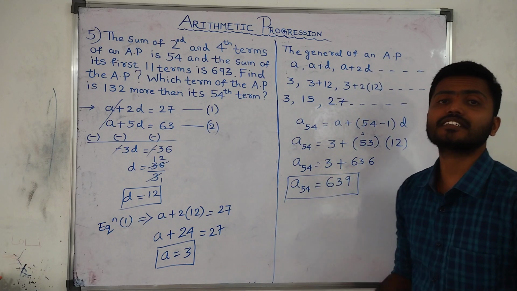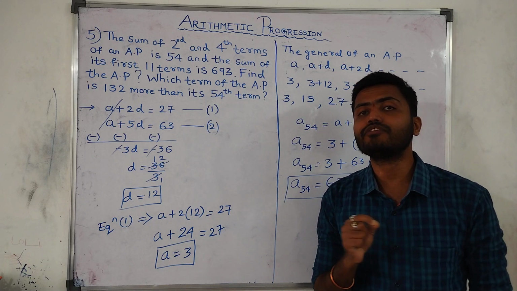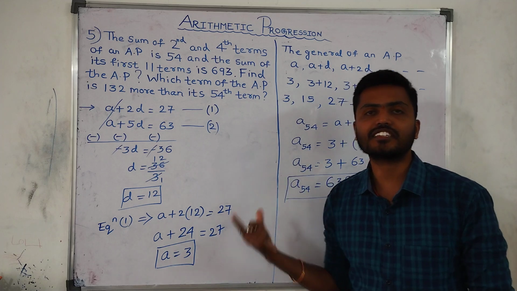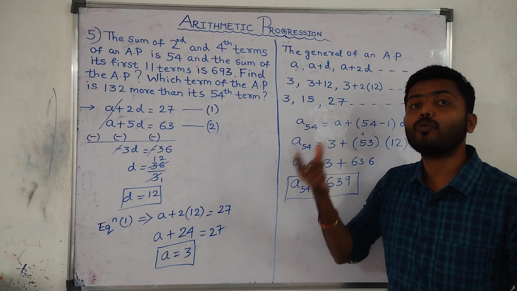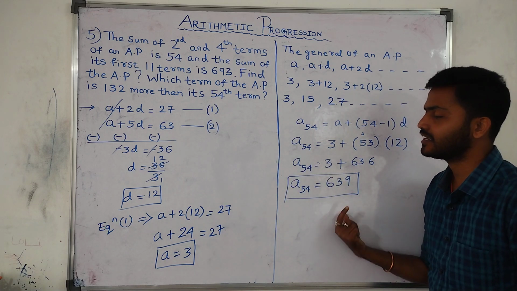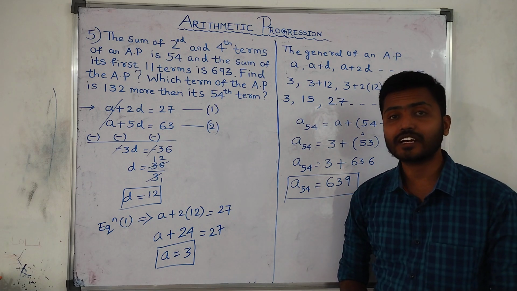So the 54th term of this arithmetic progression is 639. Okay. So now we need to find which term of this arithmetic progression is 132 more than this term. That is the 54th term. Okay. So now let us see how to do that, my dear students.